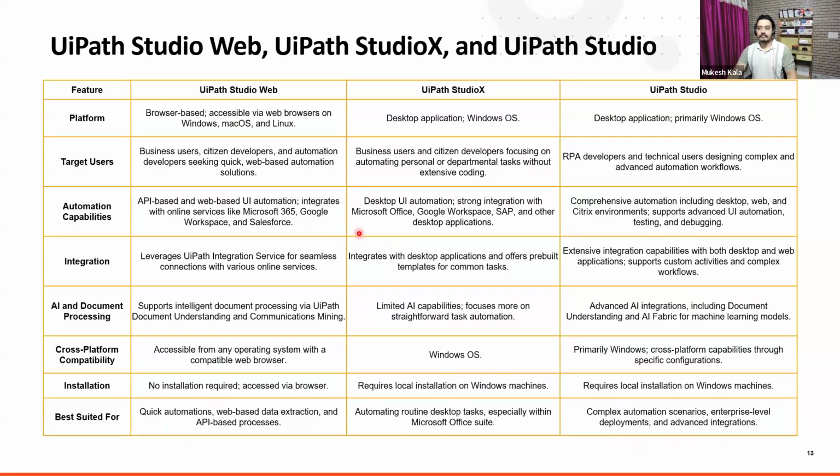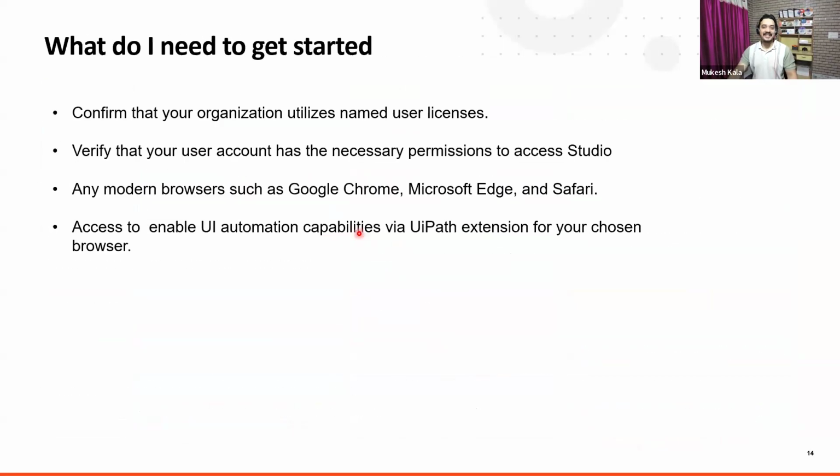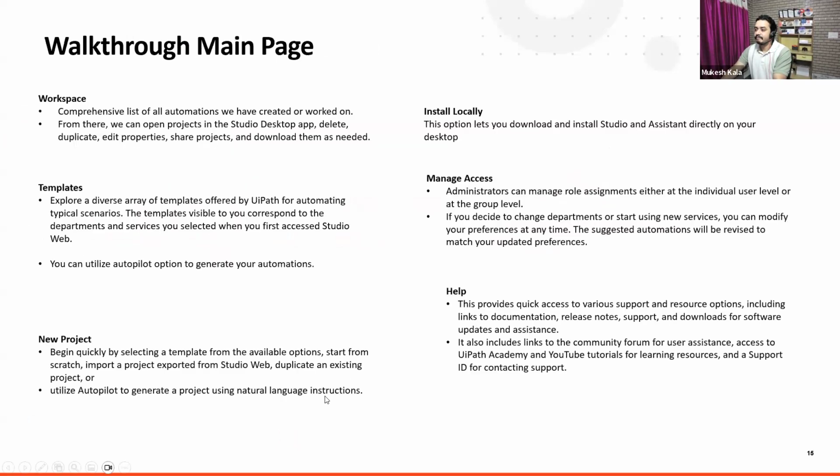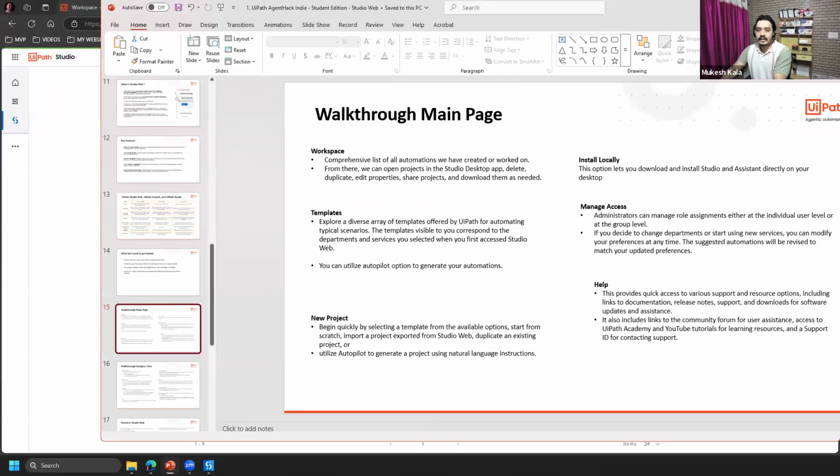And with that, let's get started. What do you need? You just need an organization. When I say organization, this is more from a company point of view, but for a student, you just need a cloud.uipath.com account. Verify your username. Any browser will work: Chrome, Edge, Safari for Mac users. Enable the UI automation, which I'll talk about when I'm doing something on UI automation. So basically you just need a browser and internet, and then we are good.